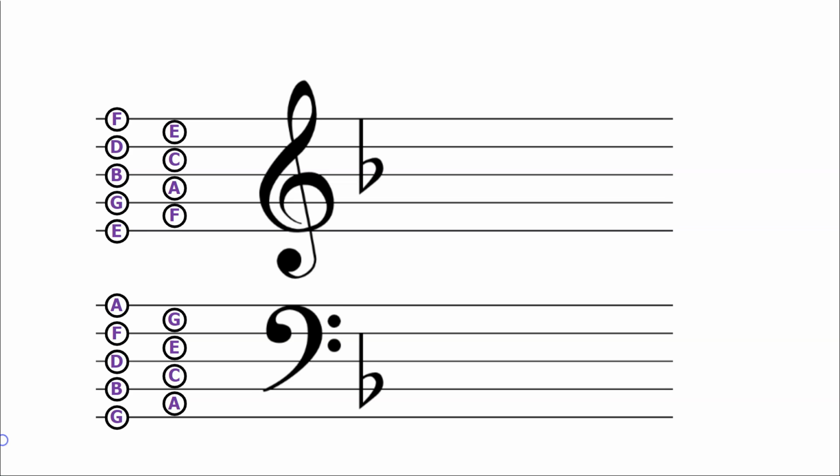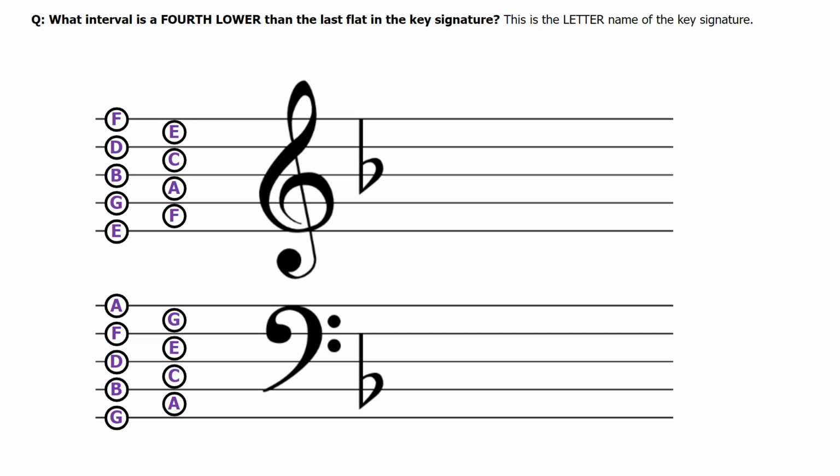And the first of two questions we need to ask ourselves is, what interval is a fourth lower than the last flat in the key signature? Once we find that, that's the letter name of the key signature. So, let's find that last flat. Well, in a key signature of only one flat, it's kind of hard to miss. There it is.